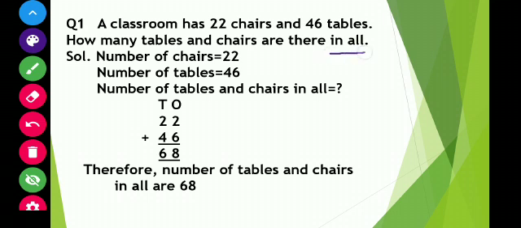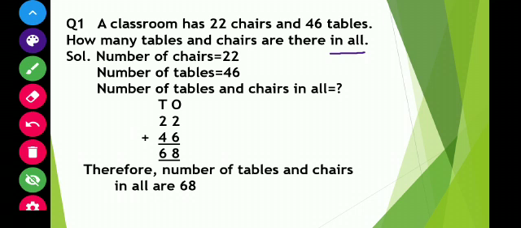Now you can see the word in all comes in this question, and we already know in all means you have to add the number of chairs and tables together and find out the total number of chairs and tables together in the classroom. Now first of all, what you will do, the information given in the question is the number of chairs and the number of tables. You have to first write down the information in a text form.